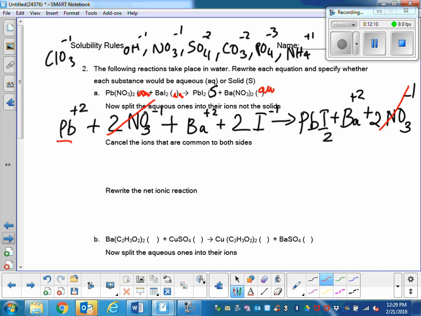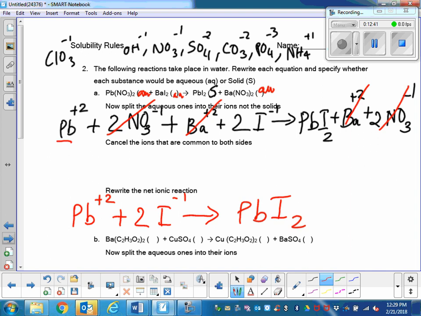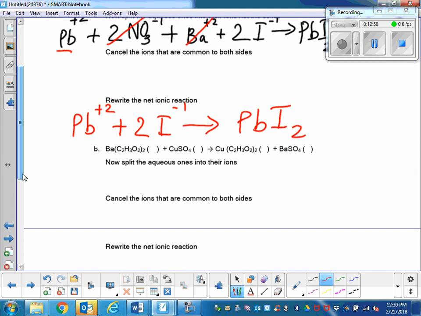I have a Ba2 plus here. Do I have a Ba2 plus on the other side? So can I cancel that? Okay? So what is left behind? That is rewriting the net ionic equation. What is left behind? Do I have Pb plus 2? Yes. Plus, what else is left behind? 2I -1, giving me what on the product side? PbI2. Do you understand how to write a net ionic equation? Okay. We're going to go on and we're going to complete the second problem.